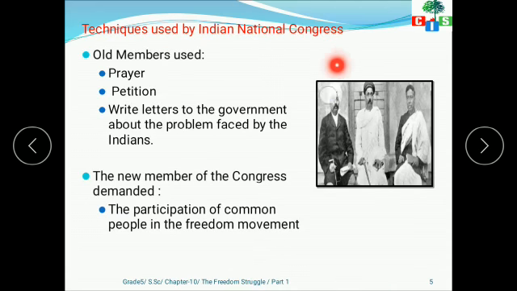Now let's talk about Lal Bal Pal. As you can see in the picture, there are three important personalities, and these are the new members. Lala Lajpat Rai, Bipin Chandra Pal, and Bal Gangadhar Tilak, and we call them Lal Bal Pal, right? Now let's read about the Lal Bal Pal because they played a very important role.